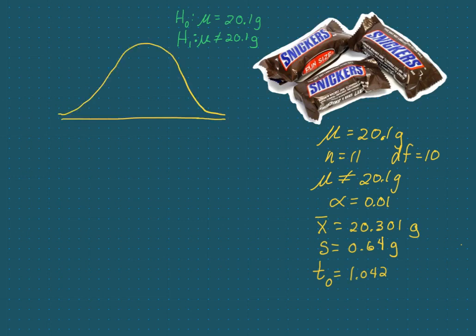This is a two-tailed test. Our t-table deals with things to the right. We're going to be looking at what exists to the right of the value 1.042. But it's two-tailed, so we're actually also going to be interested in the area that is less than negative 1.042. Let's bring in a t-table.